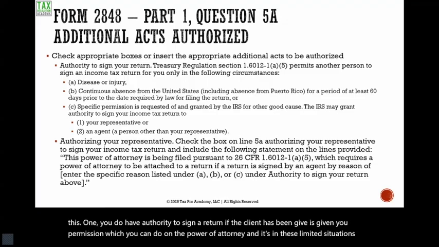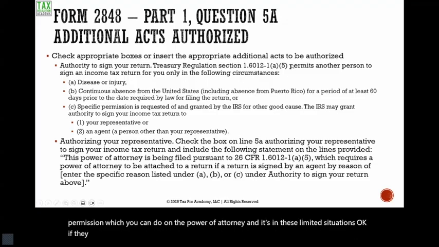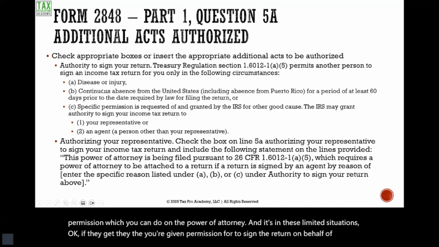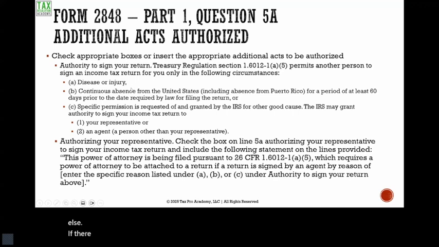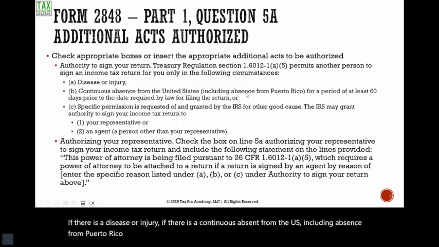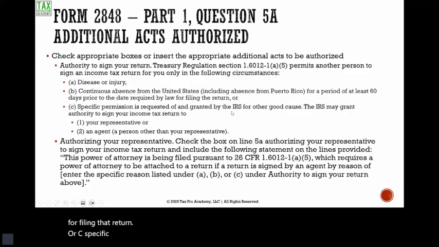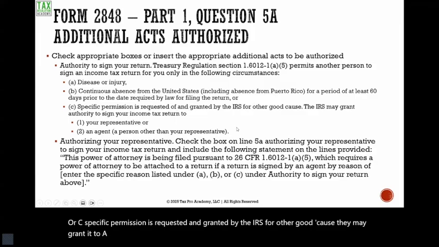Okay? You're given permission to sign the return on behalf of somebody else if there is a disease or injury, if there's a continuous absence from the U.S., including absence from Puerto Rico, for a period of at least 60 days prior to the date required by law for filing that return, or, C, specific permission is requested and granted by the IRS for other good cause. They may grant it to a representative or another agent.